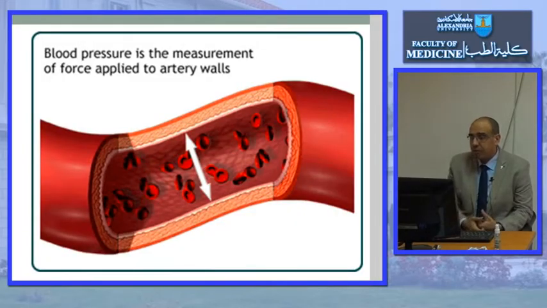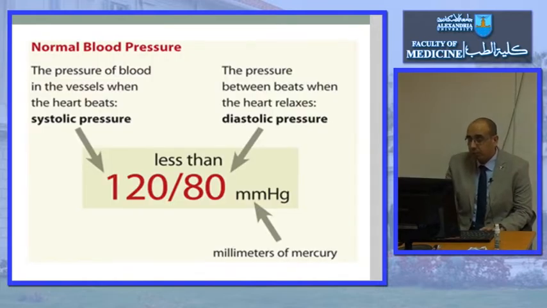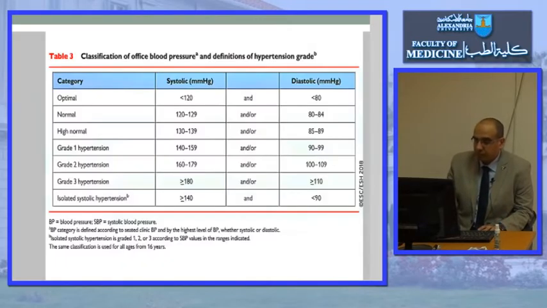Blood pressure is a measurement of force applied to artery walls. Normal blood pressure includes systolic blood pressure and diastolic blood pressure. Systolic pressure is the pressure in the blood vessels when the heart beats, while the diastolic pressure is the pressure between beats when the heart relaxes. So systolic is when the heart beats and diastolic is when the heart relaxes.